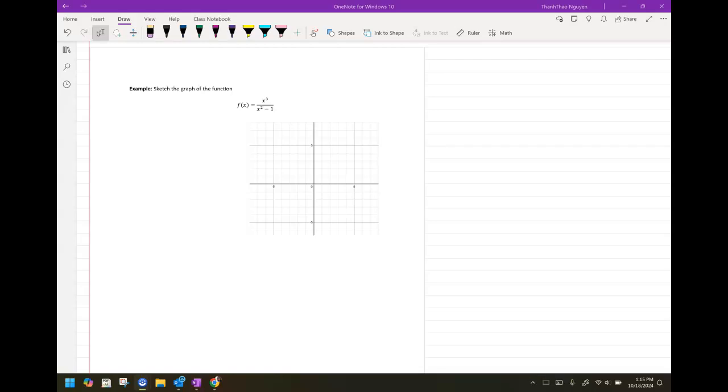Let's get the graph of the function f of x equals x to the third over x squared minus 1. Let's start by factoring the denominator. This is the difference of two squares, so we get x minus 1 times x plus 1. The numerator is x to the third. So this tells us the domain of the function is from negative infinity to negative 1, union negative 1 to 1, union 1 to infinity.